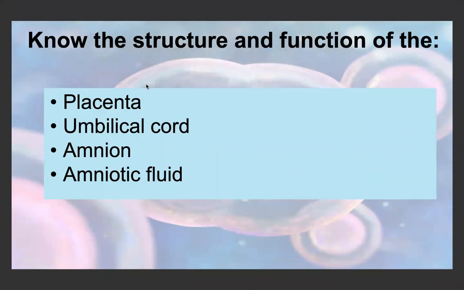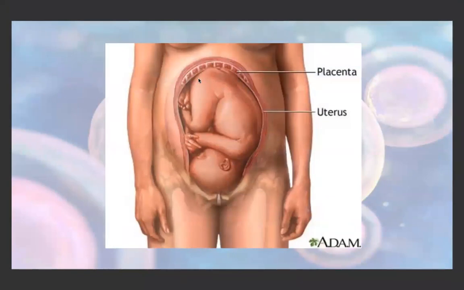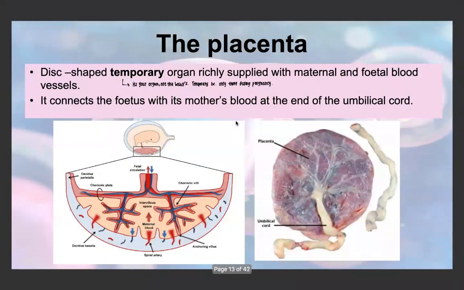It's important to know the structure and the function of the placenta, the umbilical cord, the amnion, and the amniotic fluid. We can see there's the placenta, and the uterus is that entire structure in which the baby is developing. If we first look at the placenta, it's a disc-shaped temporary organ, and it's an organ that belongs to the mother, not the baby. It's obviously temporary because we don't always have a placenta, only when we're pregnant. It's richly supplied with both maternal and fetal blood vessels. It connects the fetus with the mother's blood at the end of the umbilical cord.